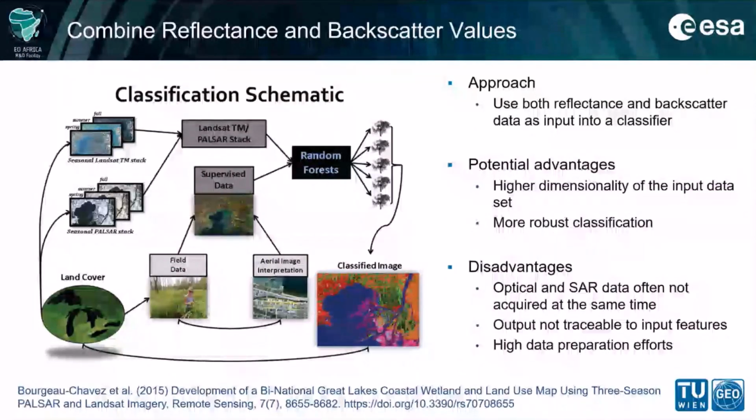Another disadvantage is that you might get a very good result, but the output is not really traceable to the input features. So if something goes wrong, it's very difficult to reproduce why the classification has given you the wrong result. And last but not least, if you want to do this, you have a high data preparation effort because you need to bring all the data into one specific place. You need to carefully co-locate them, meaning that the geometry of all input data sets is the same, and that you also apply the best standards of radiometric calibration to each of the input data sets.